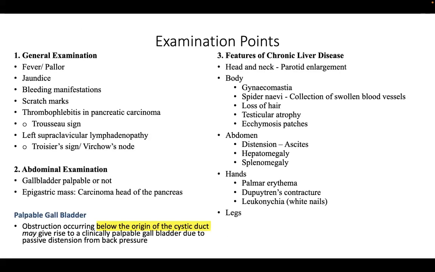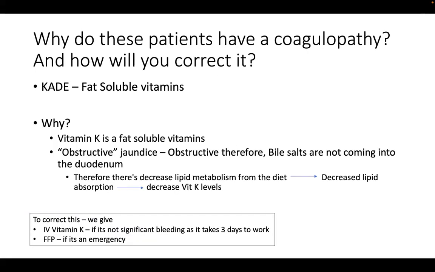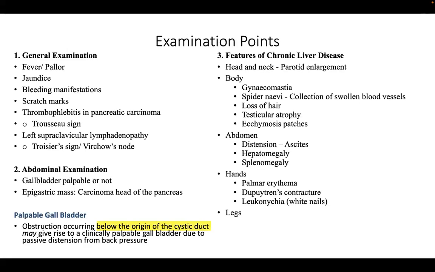How you correct it, we will talk about a bit later, because there is a slide talking about the issues associated with correcting obstructive jaundice or investigating obstructive jaundice. So examination points are general examination, abdominal examination, and features of chronic liver disease. These are the main three things that you need to look for in your examination.